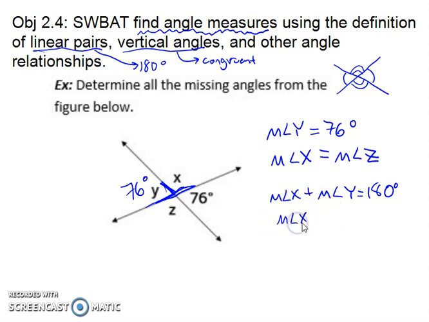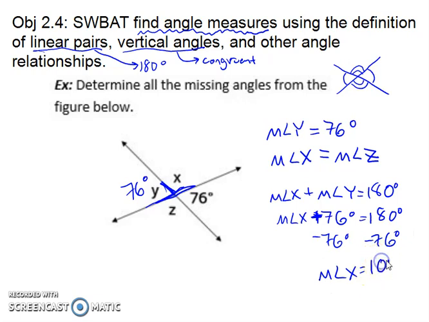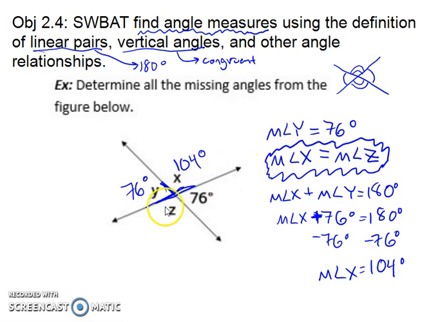Since the measure of angle y is 76, I can solve this right now. Measure of angle x plus 76 degrees equals 180. And when you subtract 76 on both sides, you get that the measure of angle x is equal to 104 degrees. So I know that x is 104 degrees, and since measure of angle x and measure of angle z are equal to each other because they're vertical, I also know angle z is 104 degrees. So I'm going to double check that I answered what they asked for. They said determine all the missing angles from the figure. I did, so we are done with this problem.